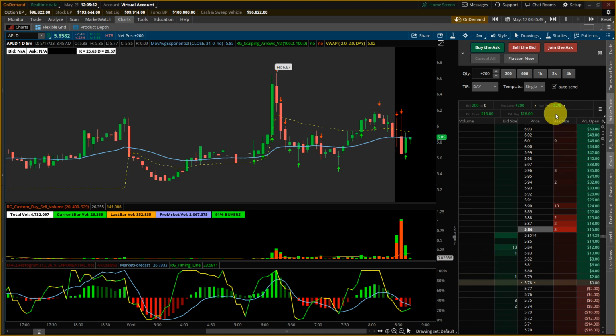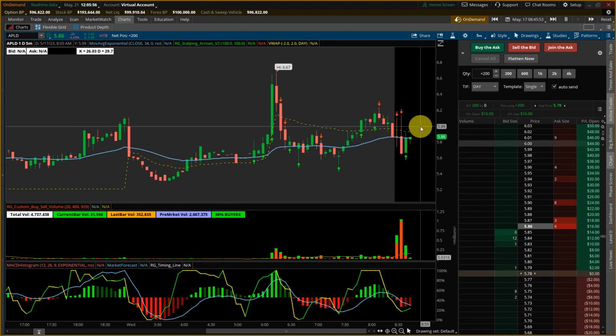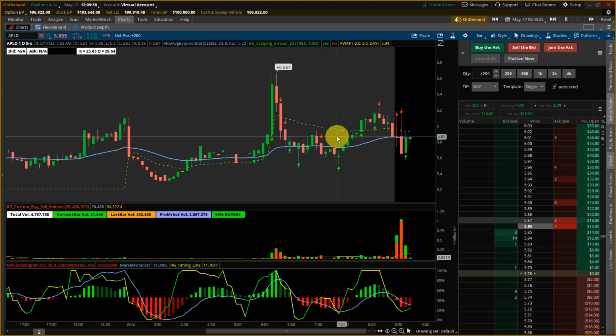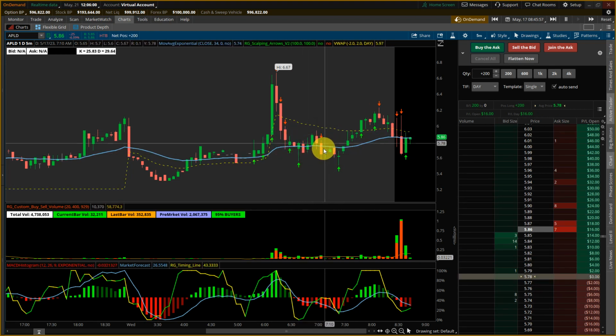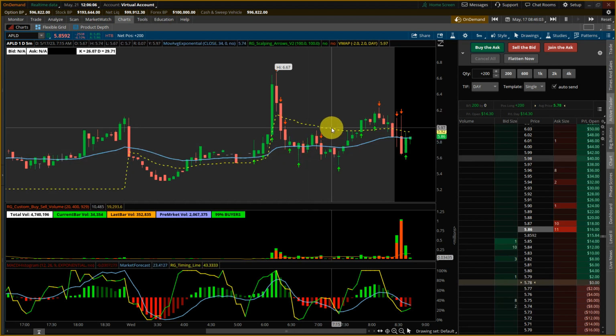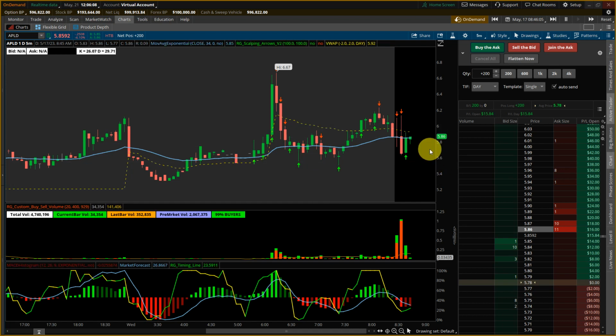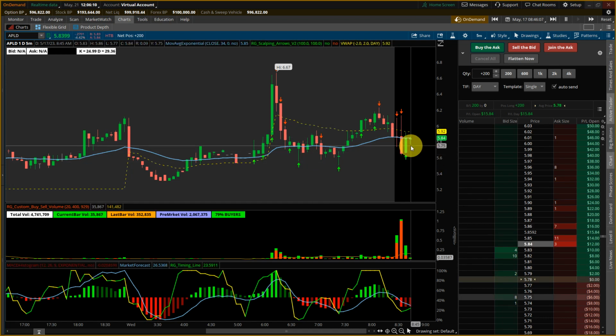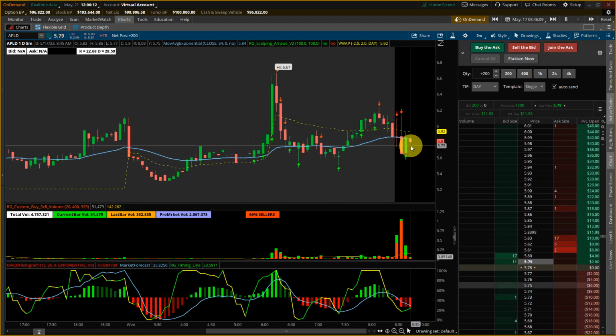I think you're going to find that this is a very accurate indicator since it's not relying on the past. It's not relying on two moving averages crossing. It's not relying on the cross of VWAP. It's relying on current data between the buyers and the sellers.